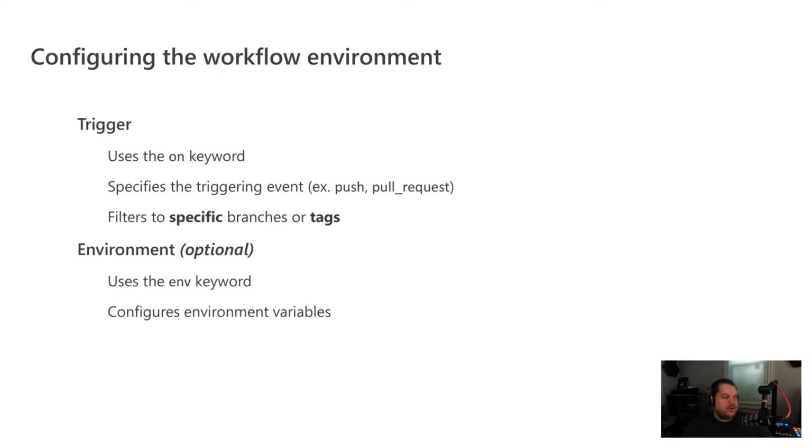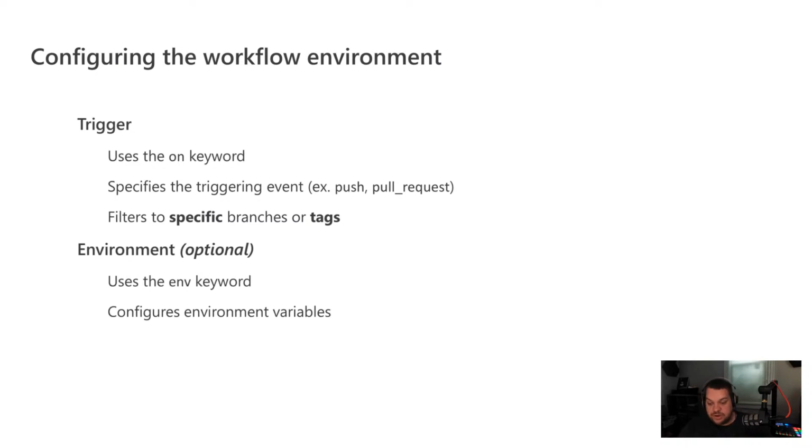So when we're configuring our workflow environment, essentially we're configuring some basic keywords, right? We have our on keyword, and that specifies the event that's triggering, whether it's a pull request that's triggering this workflow, a push that's triggering this workflow, or perhaps both. Now, you can do it on anything, or you can filter it to a specific branch or maybe a release tag.